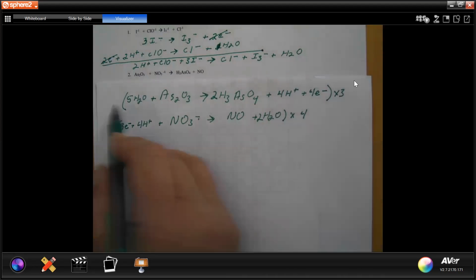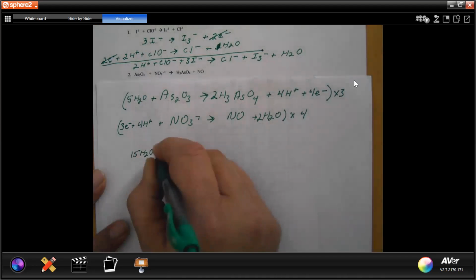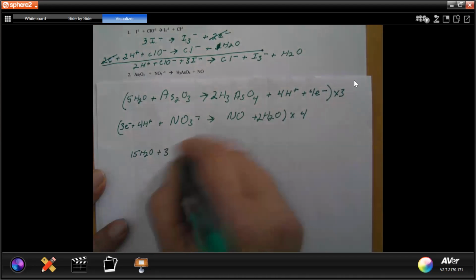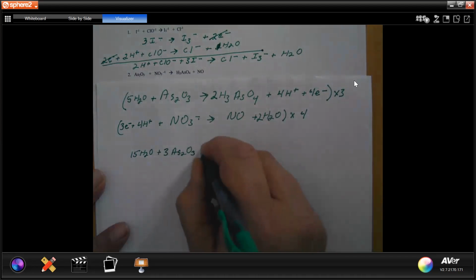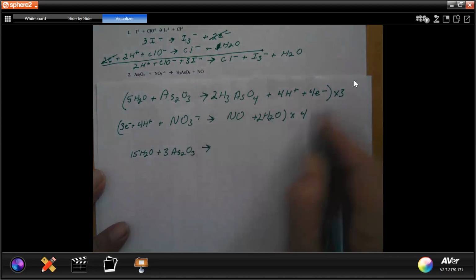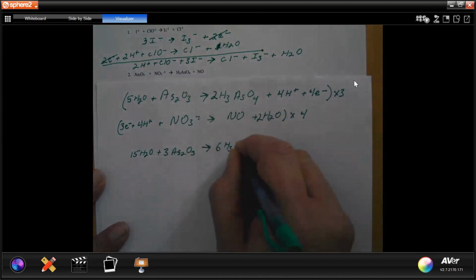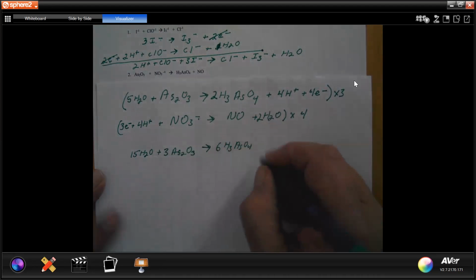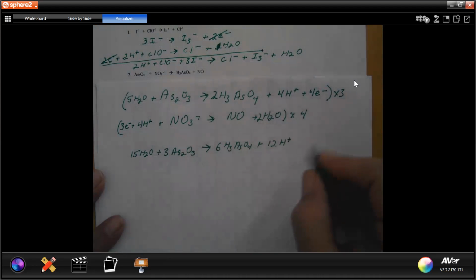So multiplying through this one by 3, I end up with 15 H2Os plus 3 As2O3 goes to 6 H3AsO4 plus 12 H pluses, the number is getting kind of big here, plus 12 electrons.